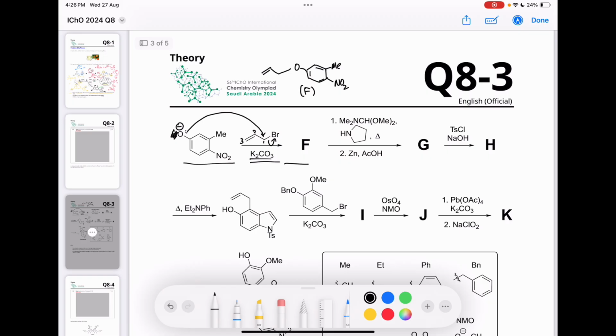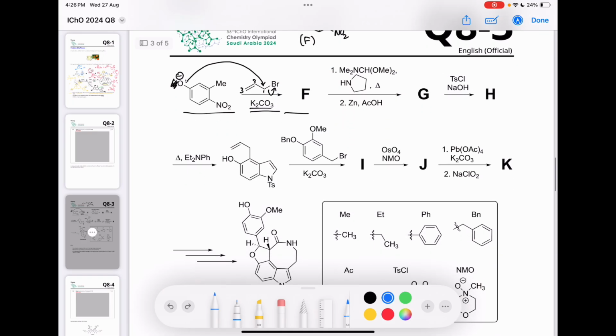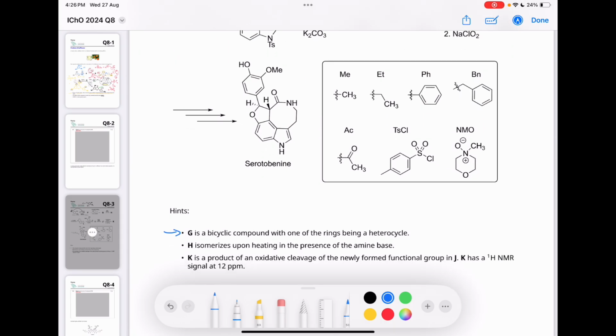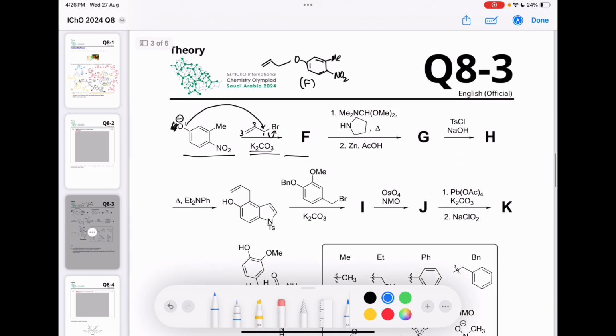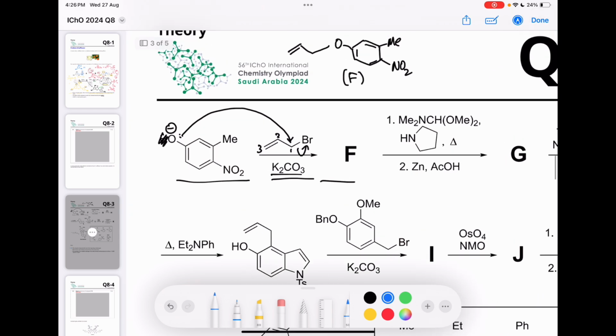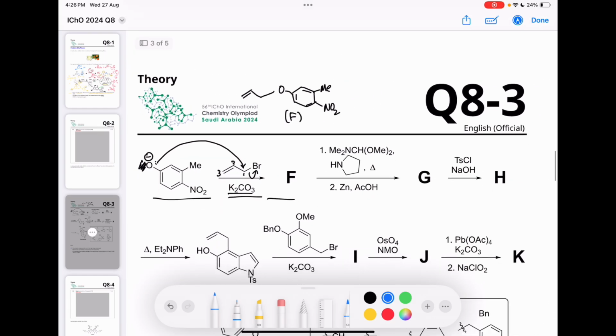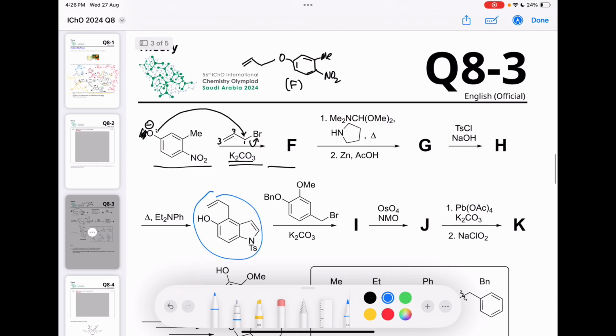Now, structure F to G. This step has a lot of reagents, and that is kind of scary, but that's okay. We have a hint. G is a bicyclic compound with one of the rings being a heterocycle. A heterocycle is just a cycle with something that is not carbon. So in this case, it can be deduced from this structure that the heterocycle they're talking about is this heterocycle.